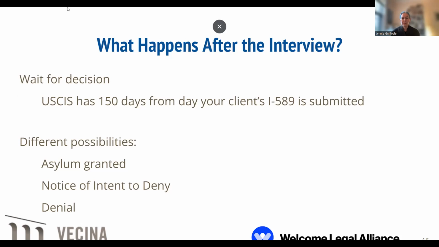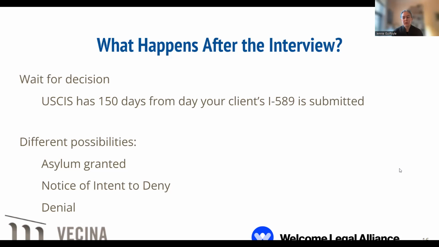And what are the different possibilities when USCIS does make a decision? So at this point, there are three possibilities. The first is the best one, what you want: asylum is granted, which means that the principal and the derivatives are now asylees and can stay in the US more or less indefinitely. They can apply for a green card after a year with asylum. They are work authorized just by virtue of having asylum.